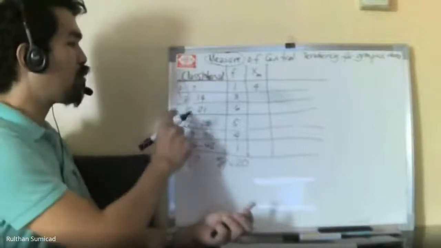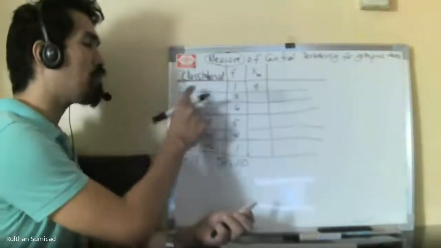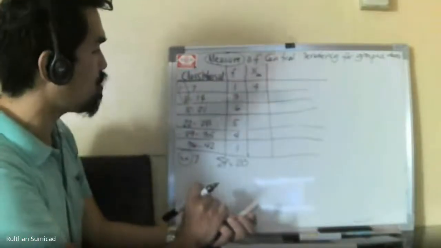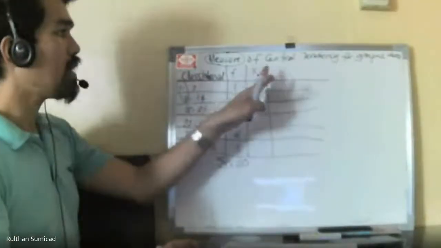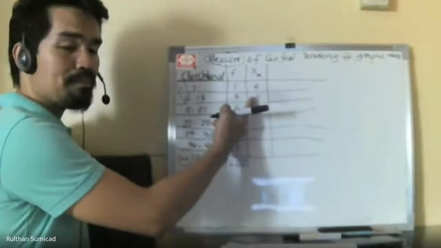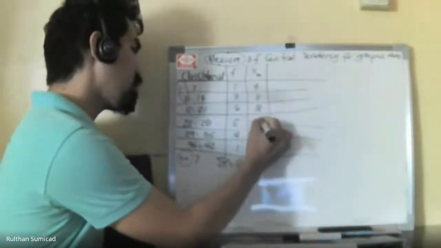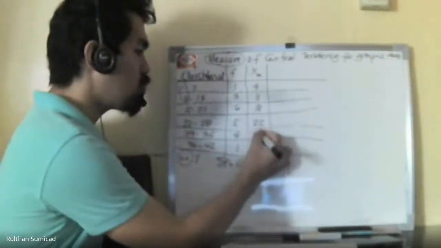Now, to make it easier, of course, you have 8 plus 14 divided by 2, which is 22 divided by 2, that is 11. The easiest way of getting 11, instead of doing the addition here, is just your first class mark, which is 4, plus the I. 4 plus 7, that gives you 11. To get the next, that's 11 plus 7, you have 18. 18 plus 7, that is 25. And then 25 plus 7, that is 32. 32 plus 7, that is 39.